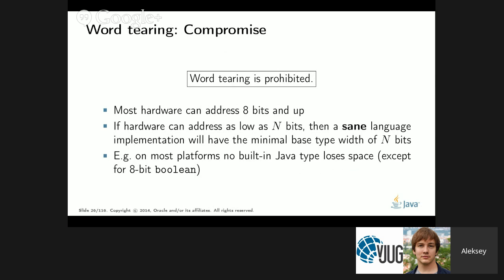I actually chased a word tearing bug once in a C application for 2 days straight, and it's not fun. It's not fun at all. So Java prohibits word tearing. That, by the way, means that if we have booleans, which again I can fit in a single bit, a reasonable implementation should allocate the entire byte for the boolean, because that's the minimal chunk that I can read and write.